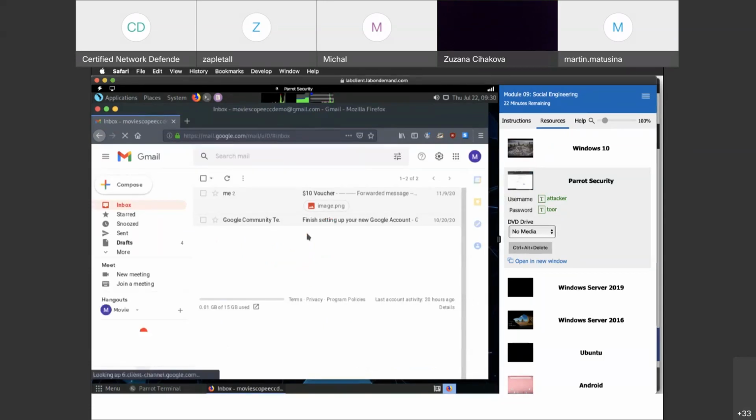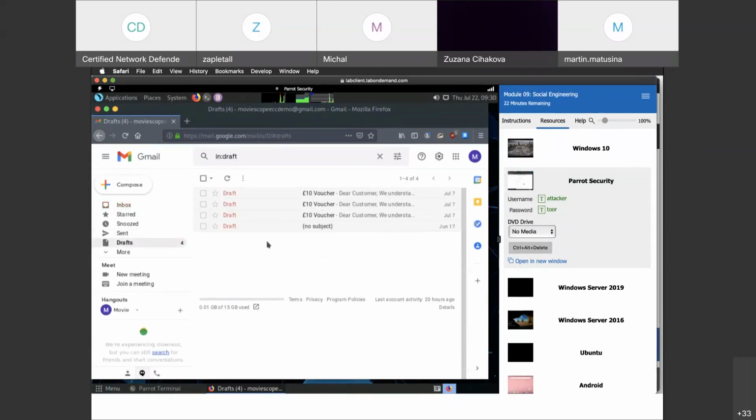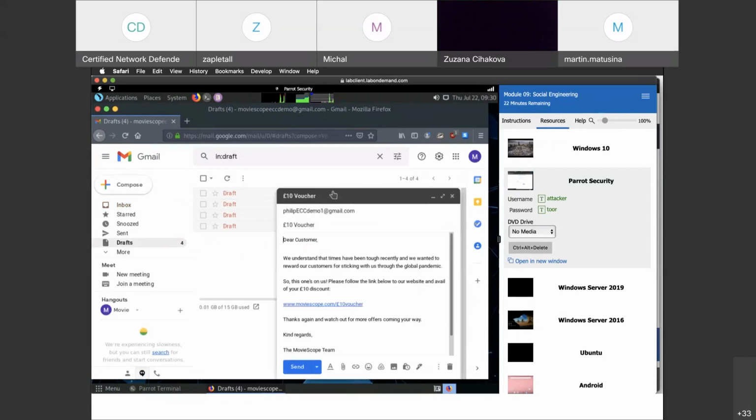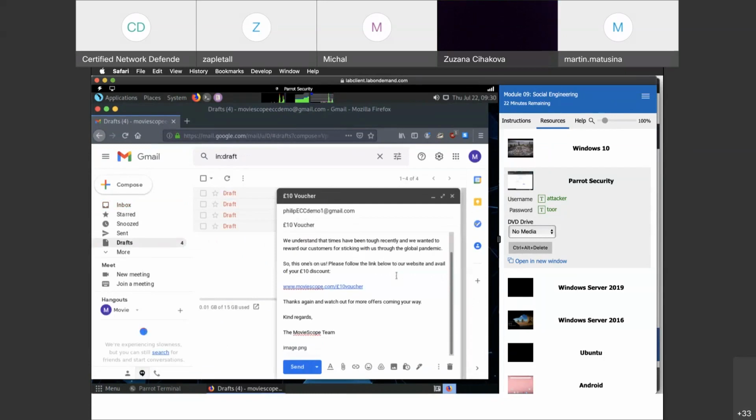When we sign this up, the first name and surname look like it's coming from MovieScope. I've created some previous emails for you, trying to look reasonably convincing. Here's a £10 voucher for MovieScope. Thank you for sticking with us during the pandemic. Please download the voucher here. Obviously I haven't copied it properly. There should even be a company logo in there as well.